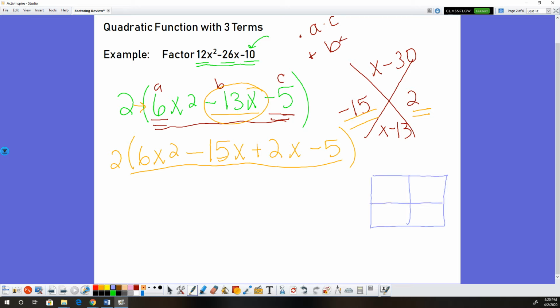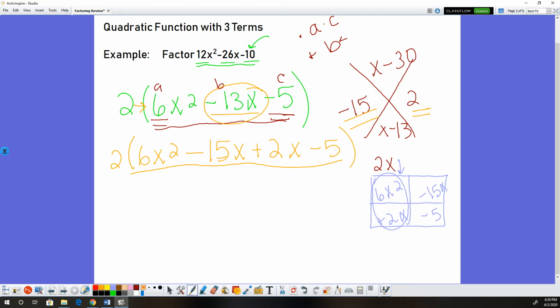So I want each of my terms. So here's my 6x squared, my negative 15x, my positive 2x, and my negative 5. Okay, so I just start with the first column always. That's just a habit. So I look at these two numbers here and I say, okay, what's my common factor of 6x squared and 2x? Well, I can pull a 2 out and I can pull an x out.